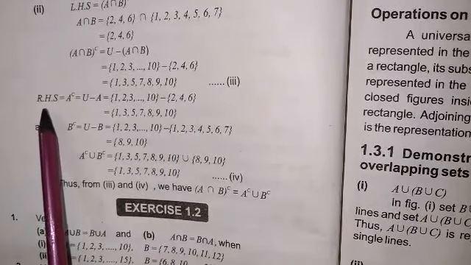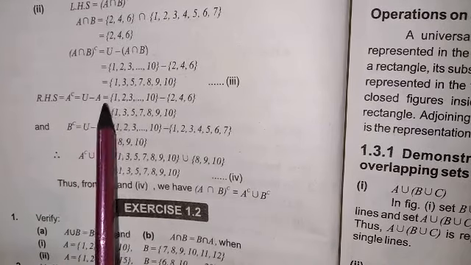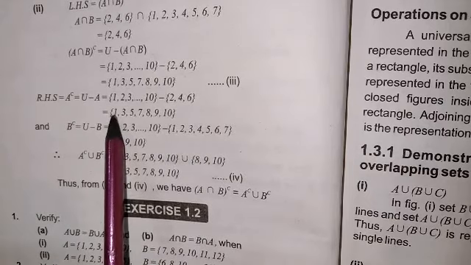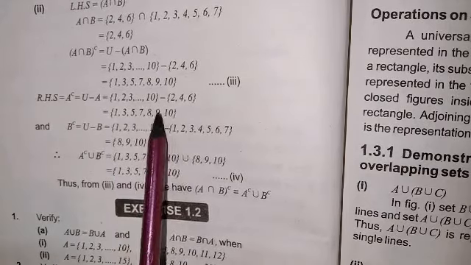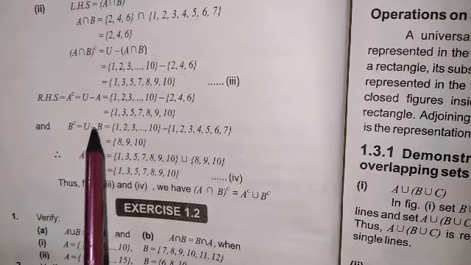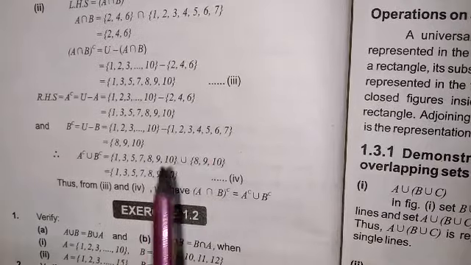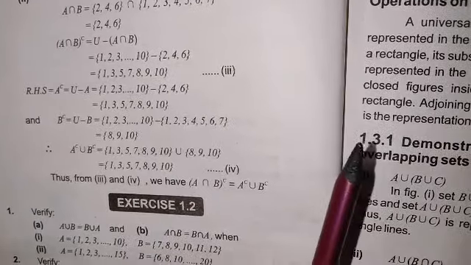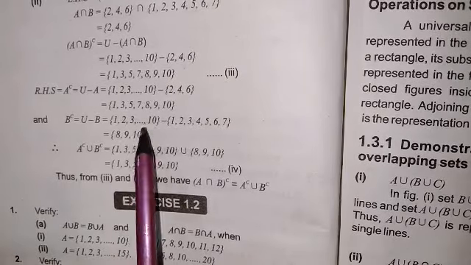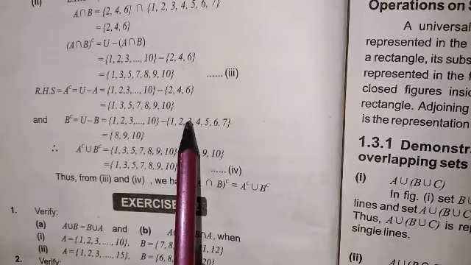Now students, moving towards our right hand side, first we will find out the A complement. It means U minus A. We will write universal set minus A set. So the resultant set is 1, 3, 5, 7, 8, 9, 10. Here, in the same way, we will find out the B complement. It means universal set minus B. First we will write the universal set, then minus our B set. After seeing both sets, we will write 8, 9, 10 because 8, 9, 10 are present in the universal set, not in the B set.